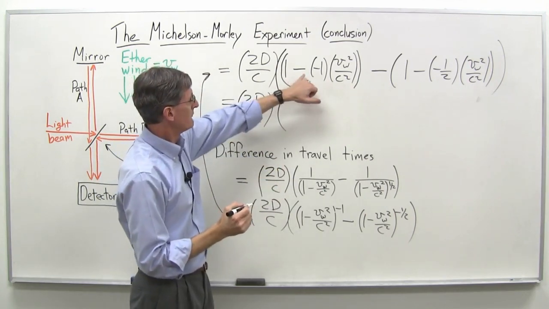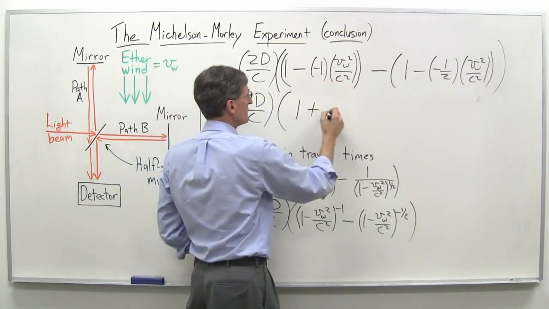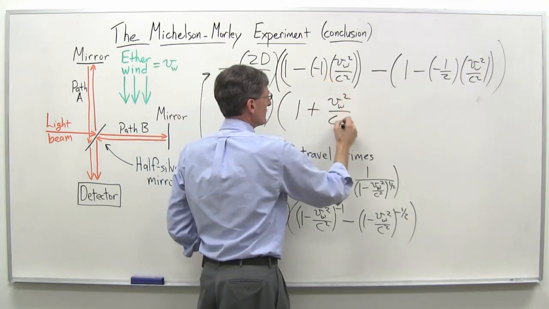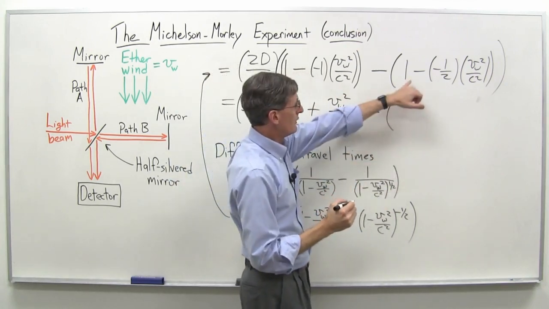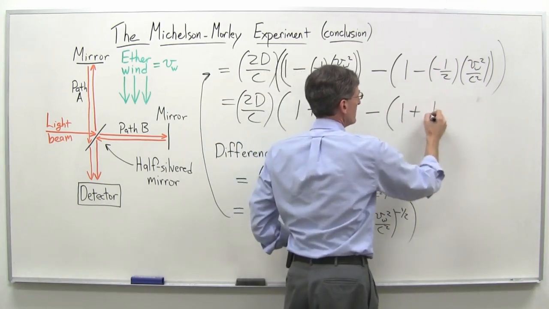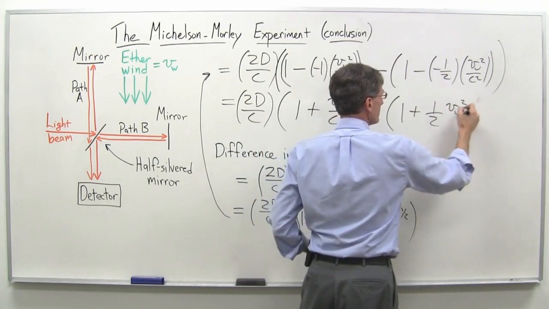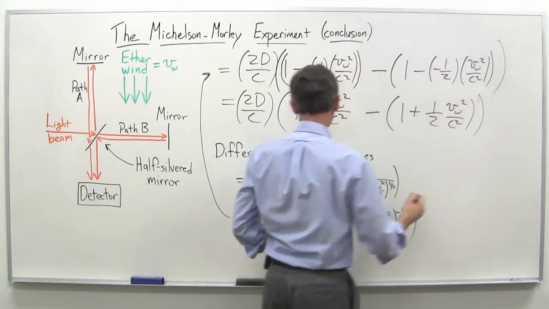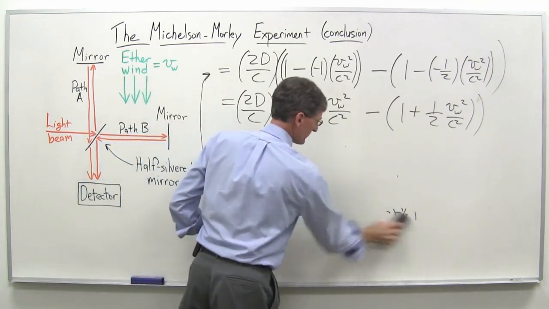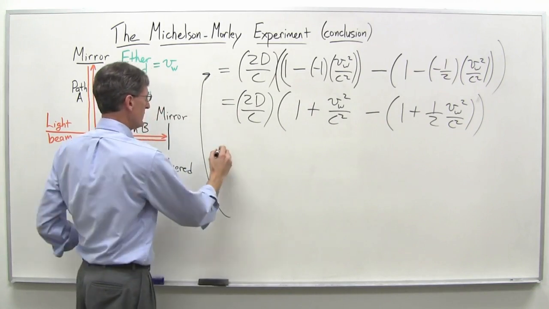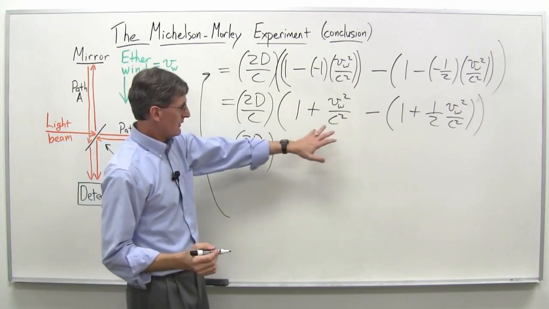Now I've got 1 minus a negative 1 times that. That's just 1 plus that. So this becomes 1 plus VW squared over c squared. Over here I've got minus, and we'll do it step by step here, 1 plus 1/2, because minus times minus is positive, 1/2 VW squared over c squared. And we're almost there. Equals 2d over c. So what have I got here?